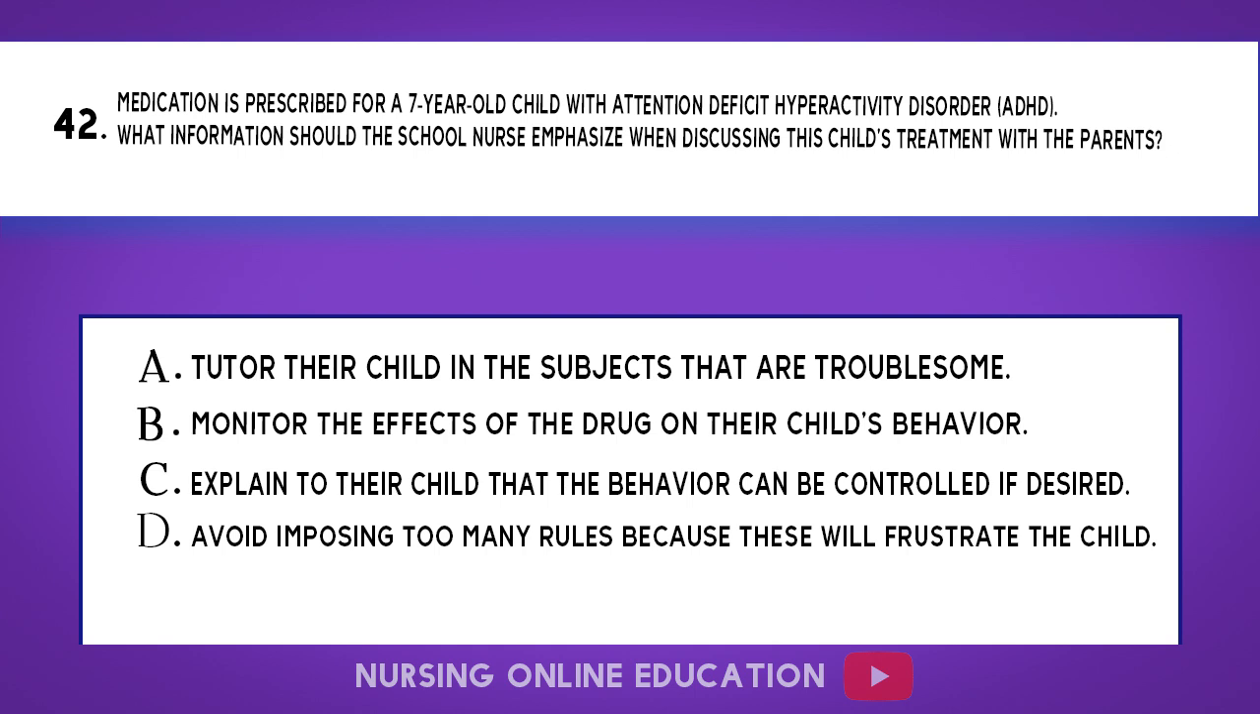A. Tutor their child in the subjects that are troublesome. B. Monitor the effects of the drug on their child's behavior. C. Explain to their child that the behavior can be controlled if desired. D. Avoid imposing too many rules because these will frustrate the child.